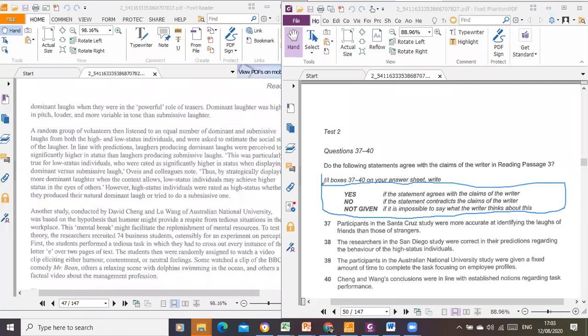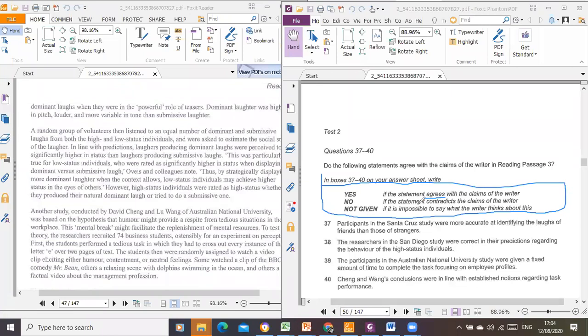Now, the answer to whatever you are looking for in questions 37 to 40 is found in what I just highlighted. The statement is yes if it agrees with the claims of the writer. It is no if the statement contradicts. If it agrees, it carries the same meaning as what the writer has said in the passage. We are not looking for synonyms; we are looking for the same contextual meaning.